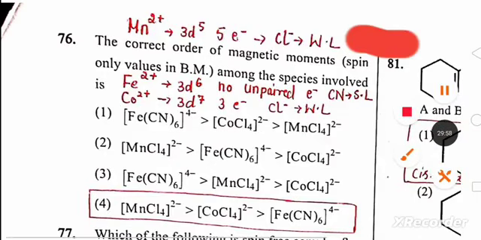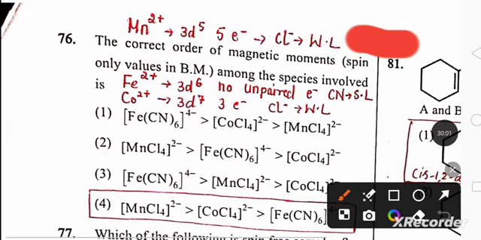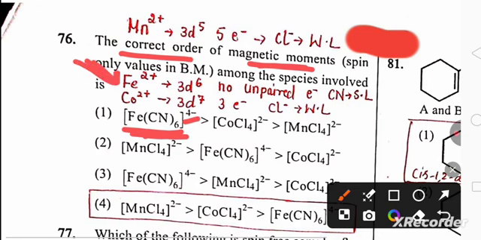Next question belongs to d and f block elements. What is the correct order of the spin-only magnetic moment among the species? In the first case, iron is there with the strong ligand CN minus. If you calculate, the oxidation state of iron is Fe2 plus, which has a 3d6 configuration. In 3d6 configuration with cyanide, a strong ligand, it leads to pairing, so there is no unpaired electron. Definitely Fe(CN)6 4 minus will have 0 magnetic moment.